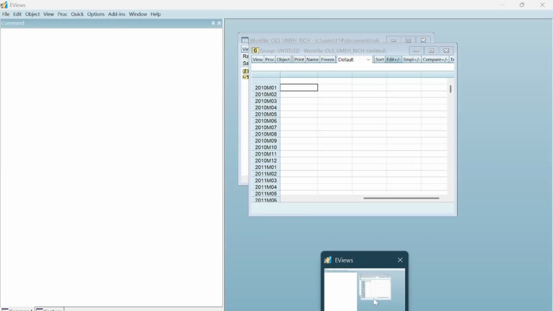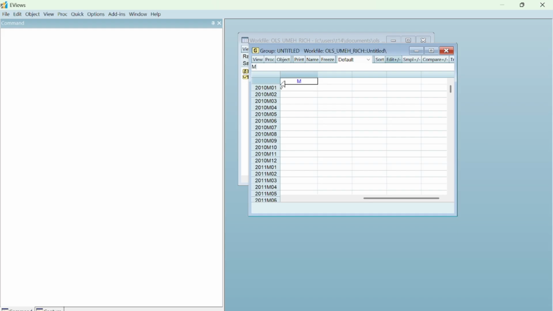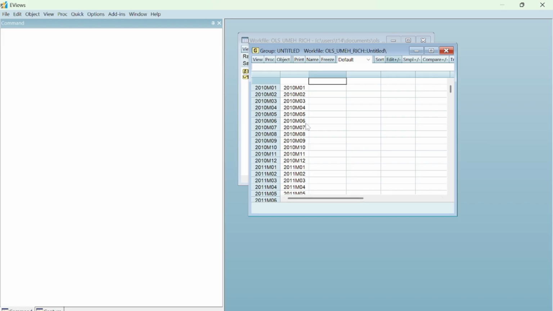So the first variable is M3. Let's call it M3. Okay, so it didn't copy. Let me be sure that the M3 is not written somewhere. Just wanted it to be easier.